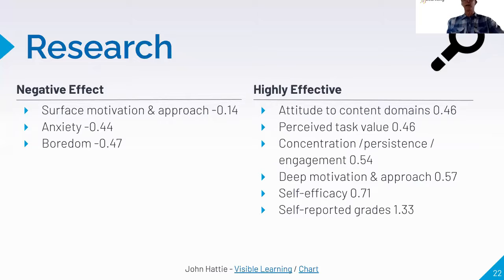But on the other side, highly effective strategies, where we're going to get your bang for your buck, is on the right hand side with the highly effective attitude to content domains. So if they have choice and voice, they're probably going to have a positive attitude. Perceived task value, when they're owning their learning, is going to go up. Concentration, persistence, engagement, those are all going to go up with choice and voice. Deep motivation and approach, same thing. Self-efficacy, their confidence in their learning, is going to increase when they have choice and voice. And then the last one on here is self-reported grades.